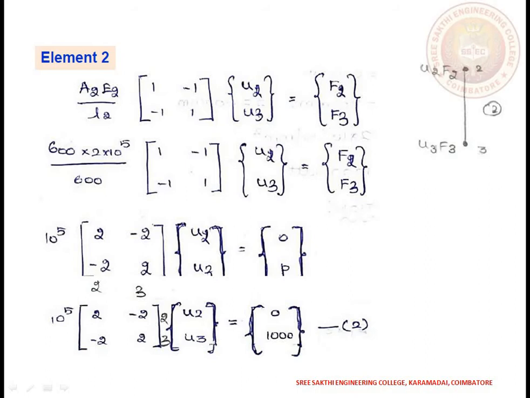Then element 2, that is nodes 2 and 3, that is U2 and F2, U3, F3, the second one. So A2, E2 divided by L2, 1 minus 1 minus 1 1, then U2, U3 is equal to F2, F3. Then 600 into 2 into 10 power 5 divided by 600, then 1 minus 1 minus 1 1, U2 and U3 is equal to F2 and F3, right? So 10 power 5 can be common, so you take it outside. Then you substitute the values here. F2 is 0, F3 is P. So that is nodes 2 and 3.